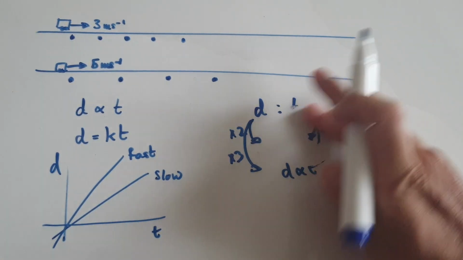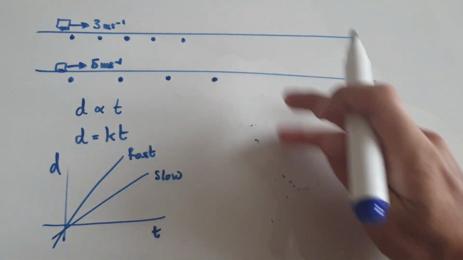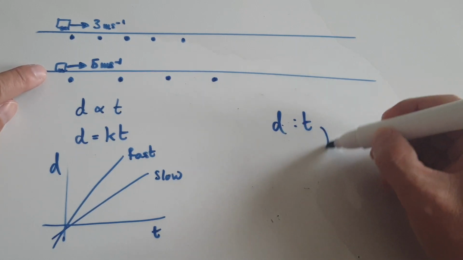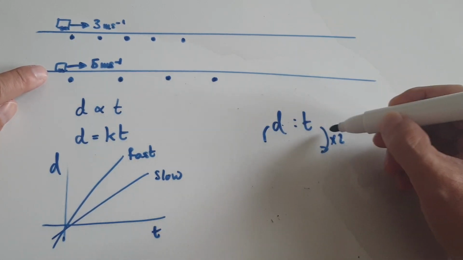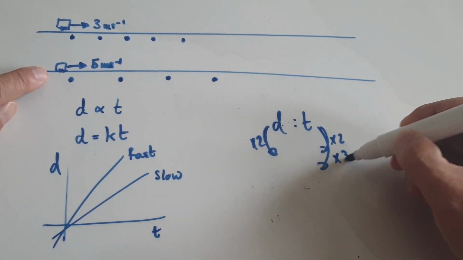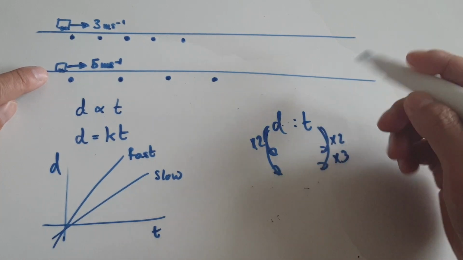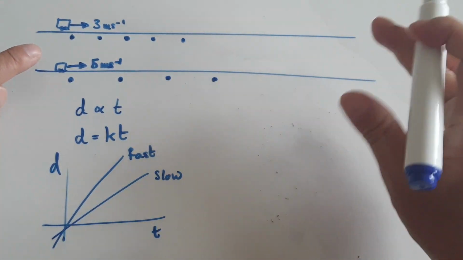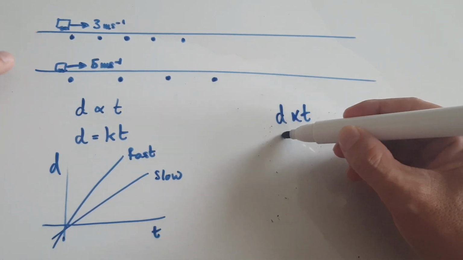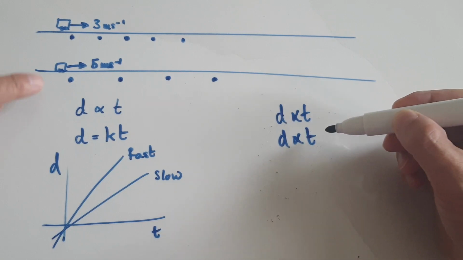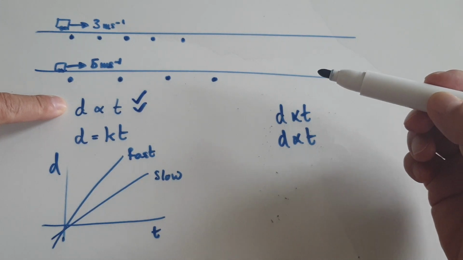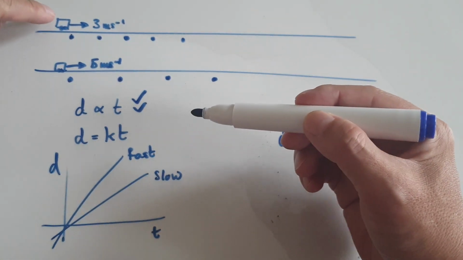Now let's do the same thing with the second car. Now the distance and time for the second car, if you double the time, then you also double the distance. If you triple the time, then you also triple the distance. So the point here is that both cars will have the same relationship. d is proportional to t for the first car. d is also directly proportional to t for the second car. So they both satisfy this condition. But the thing is, the k will be different depending on the car.